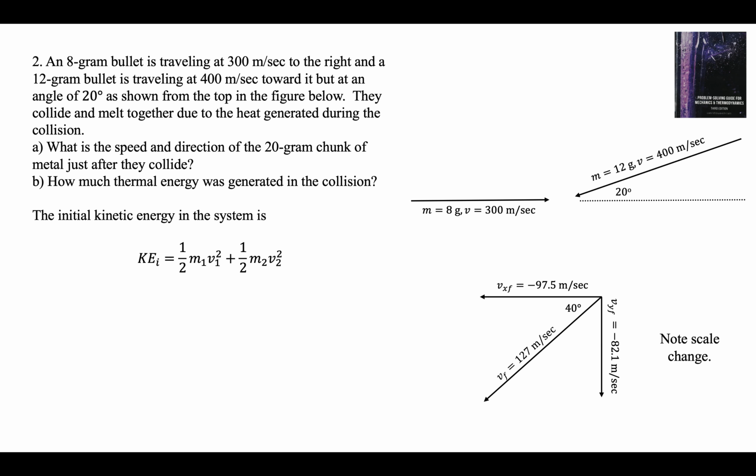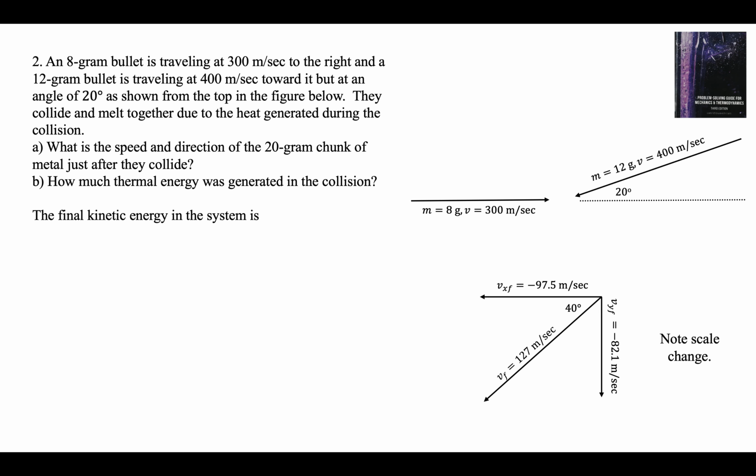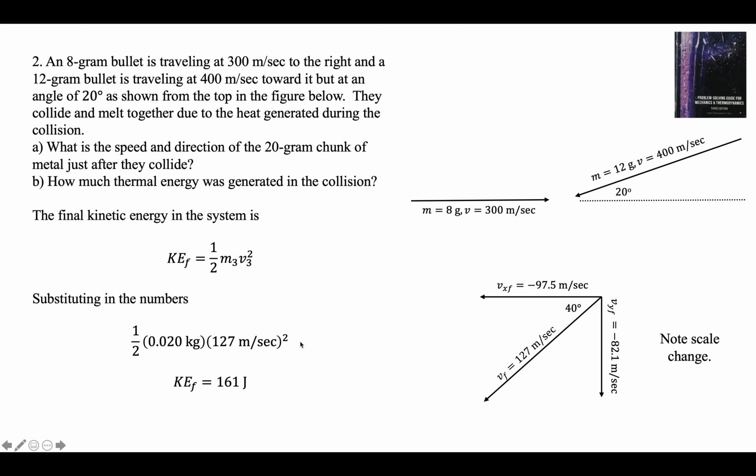We just have to calculate the kinetic energies. The initial kinetic energy, substituting in the numbers, converting to kilograms, we get 1320 joules. The final kinetic energy is from this 20-gram blob going at 127 meters per second. 20 grams is 0.02 kilograms, and we can calculate that as 161. So the thermal energy generated was the initial kinetic energy, 1320, minus the final kinetic energy, about 160. So the thermal energy is about 1160 joules. That's it. Good job.